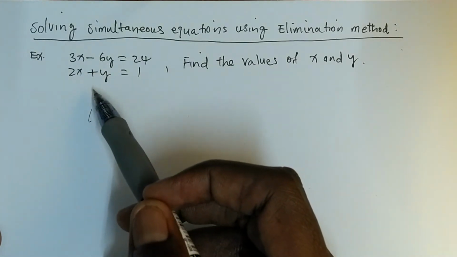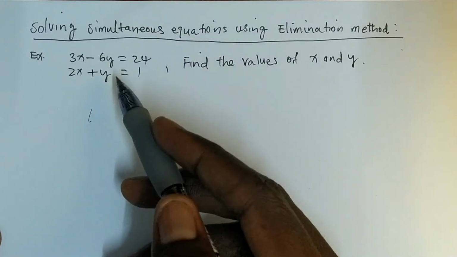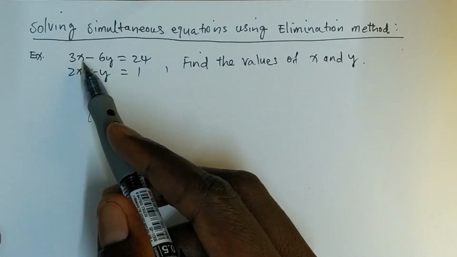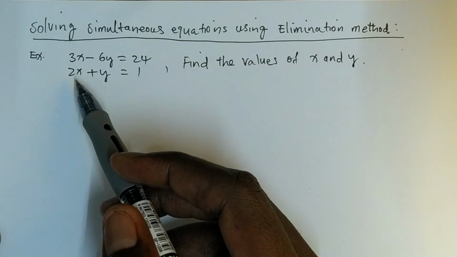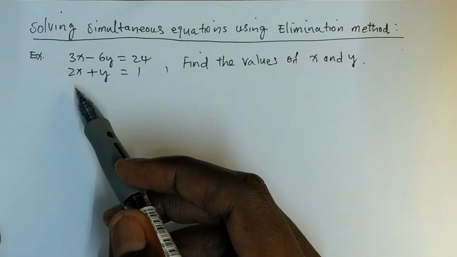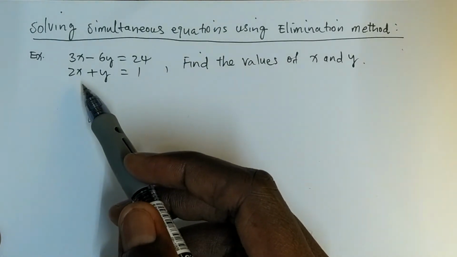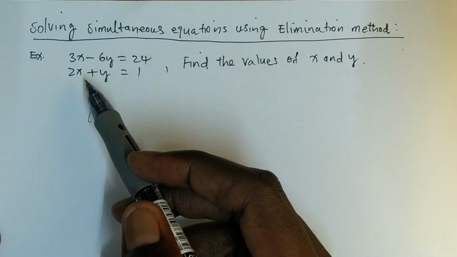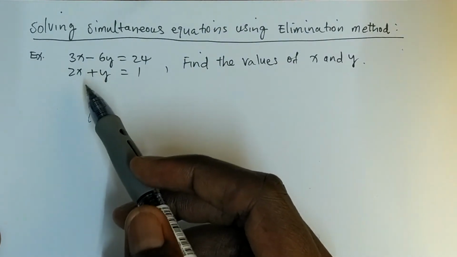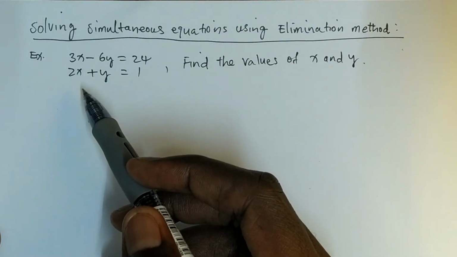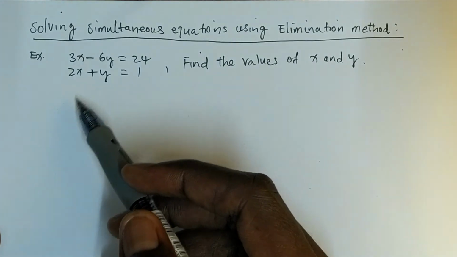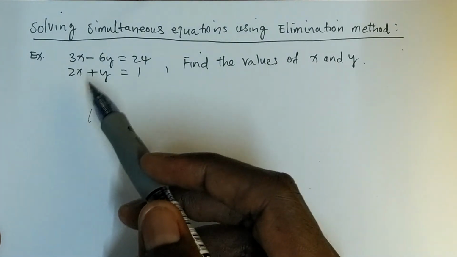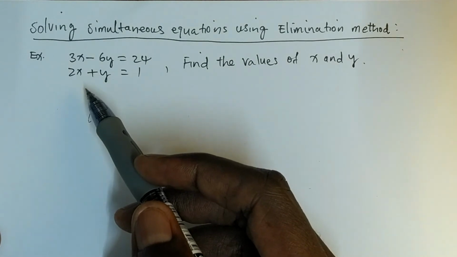Okay, what are the two rules? One, make sure the coefficients are the same. If they are not the same, make them the same. The second thing is to consider the sign, whether they are the same or not. Those two rules are very important in the elimination method. So we will see how to apply these rules as we go.